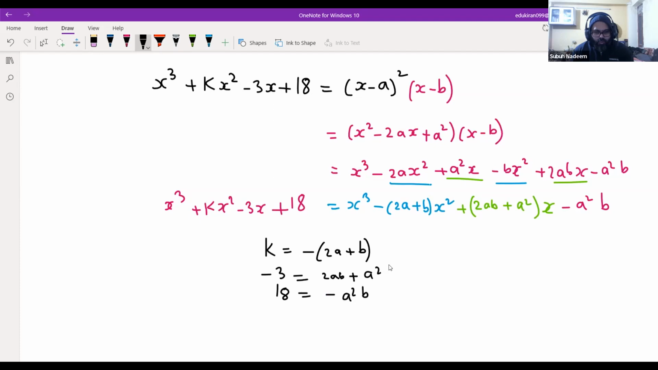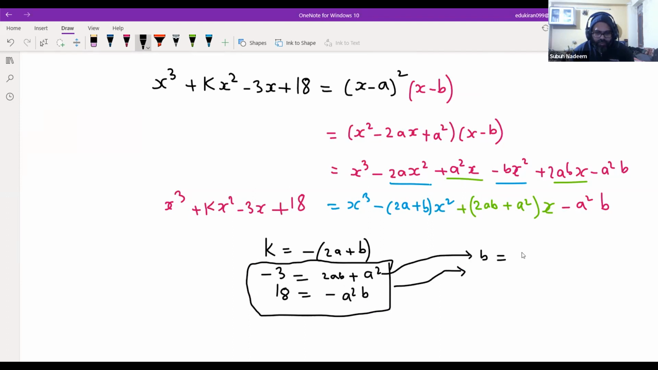So what you do now, from these two, you can find a and b. You will take b from the first one as minus 3 minus a square by 2a. This will be b. You will take all the terms on one side and keep b on the other side. So b is minus 3 minus a square by 2a. Can you do this?